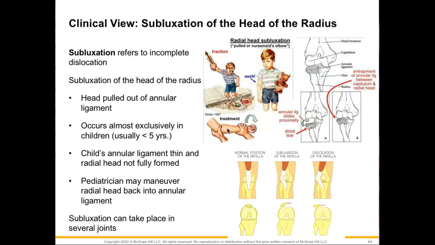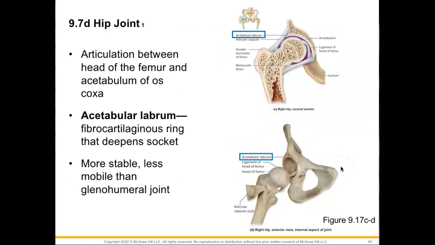And so subluxation can of course take place in several different joints. You can see it here taking place in the knee. Actually, a lot of dogs have this happen to their knees where that patella is just going to shift a little bit out of place. And this is a nice view as to how that patella can shift over. And then if it shifts over too much, then we would call that a dislocation of the patella.